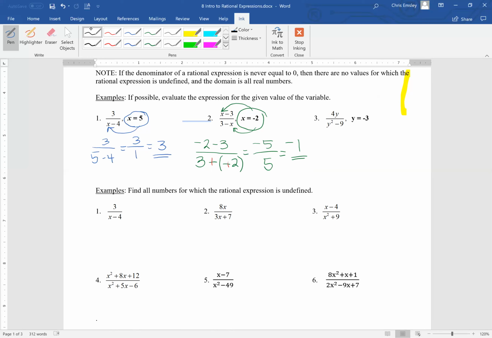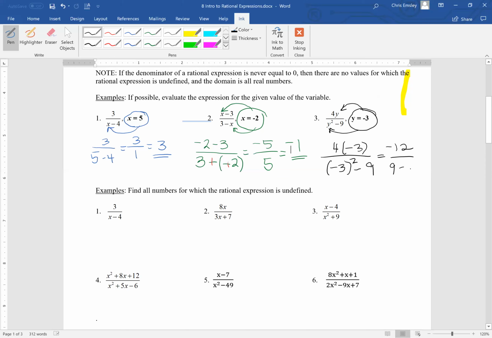And for our third one here, this time we're plugging in y equals -3. And again, we want to plug it in both places we see that variable. So up top, we have 4 times -3. On the bottom, we have -3 squared. Be careful when we're squaring a negative number. We do need those parentheses to make sure we do our arithmetic correctly. Up top, 4 times -3 is -12. On the bottom, in the denominator, -3 squared is 9.